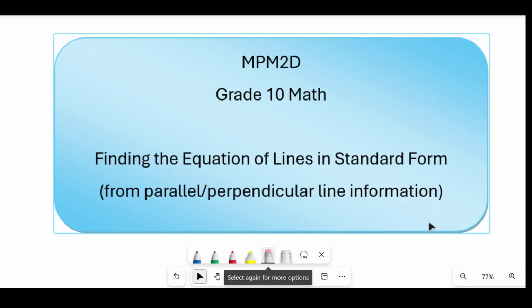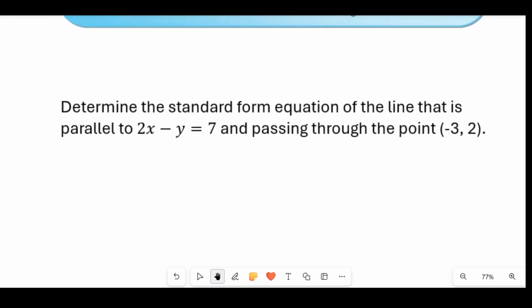This is a video for grade 10 students. We're going to do some questions together where we find the equation of a line in standard form. In particular, we'll be looking at those questions where we start with a parallel or a perpendicular line. So in this video, here's the question we're going to look at together.